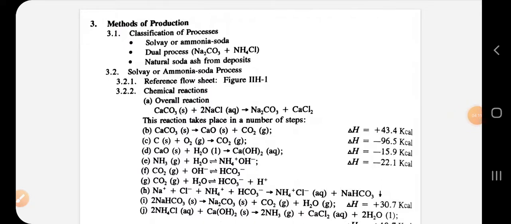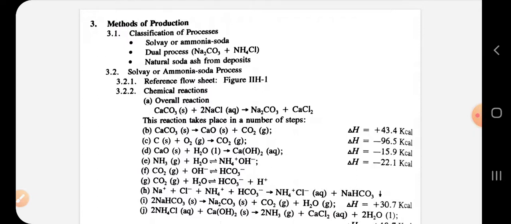Then comes the method of production. So these are the three methods of soda ash manufacturing: Solvay process, dual process, natural soda ash from deposits. Process we will be discussing today is Solvay process, or ammonia soda process.